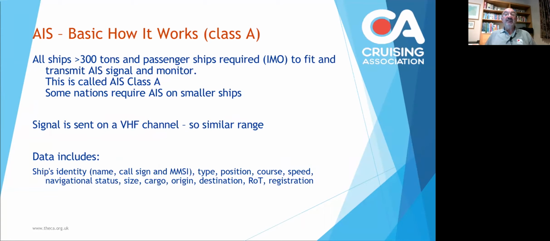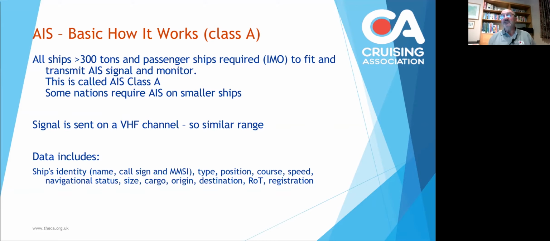The AIS really started around 2002, which is when the International Maritime Organization mandated that all ships over 300 tons and certain sizes of passenger ships were required to fit and transmit an AIS signal and to monitor it. And this is called AIS Class A. Some nations actually require AIS on smaller ships. The signal that AIS sends out is on a VHF channel, so it has a very similar range to the VHF that we normally use for ship-to-ship and ship-to-shore communication.